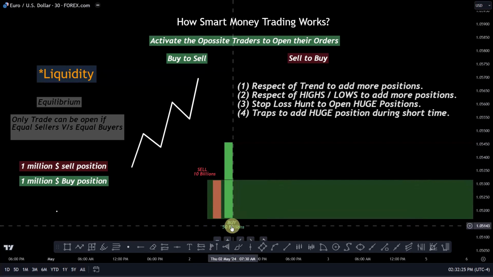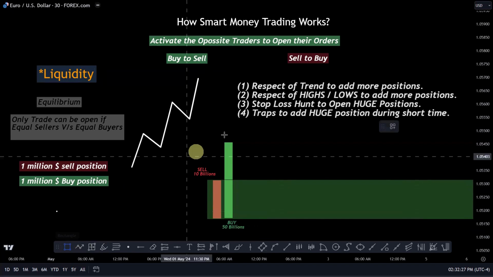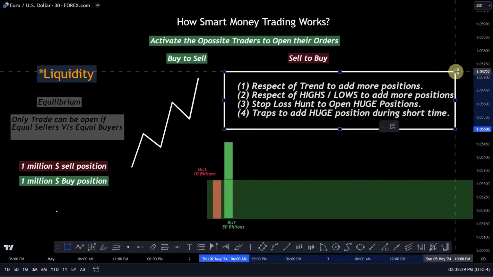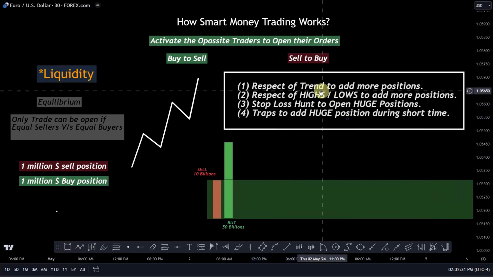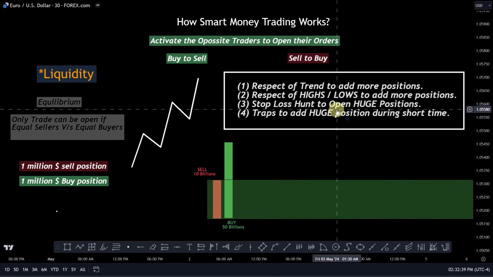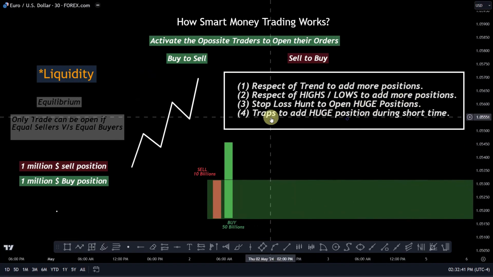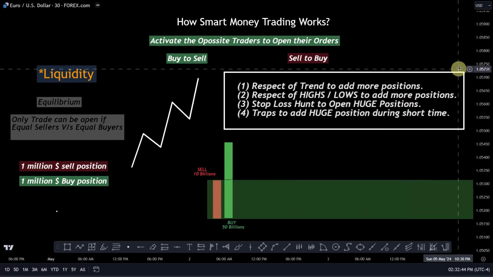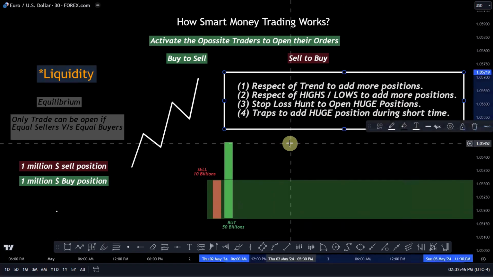So in order to open the position, they use these four methods. The first method is respect of trend to add more positions. Second, respect of highs or lows to add more positions. Third, stop loss hunts to open huge positions. And fourth, traps to add huge positions during a short period of time. But how do they do that?